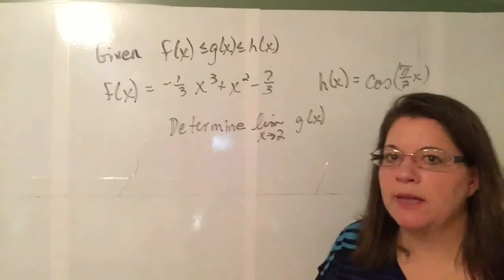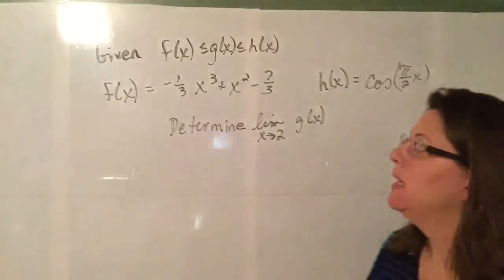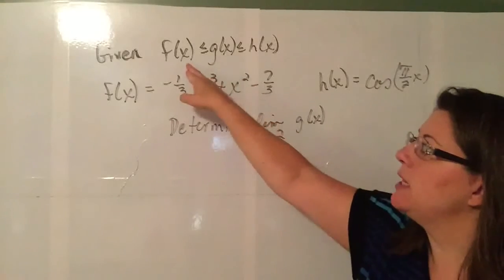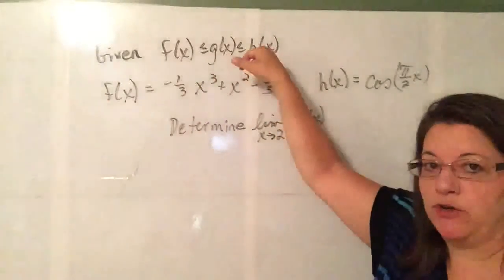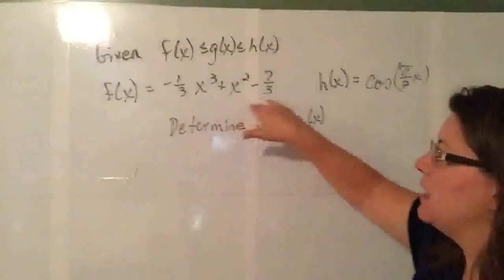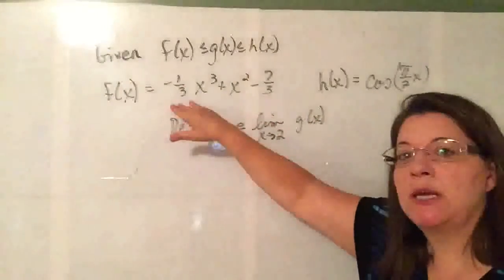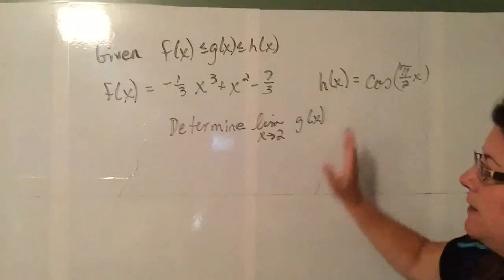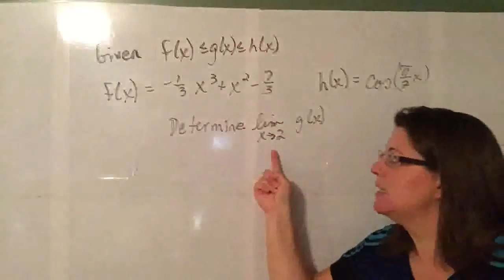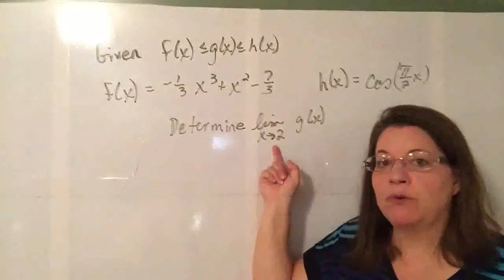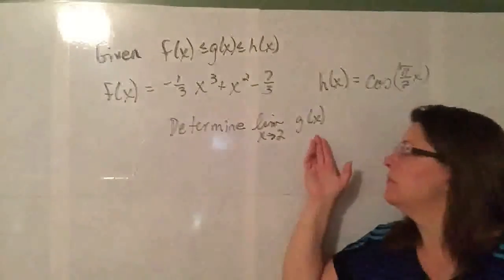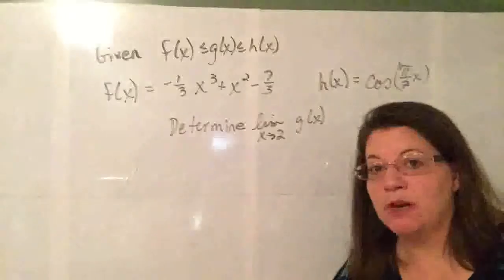Here's a real quick example of the squeeze theorem. They're giving us that the function g is always between the f function and the h function. And then they give us the equation for the f function, and they give us the equation for the h function. And then they ask us to determine the limit as x approaches 2 for the g function, and they don't give us any numerical values for that g function.